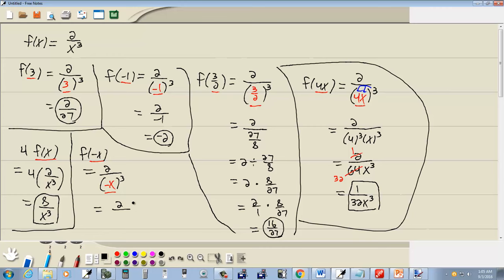Now -x to the third power. -x times -x is a positive x squared, times another negative x gives us a negative x to the third. So that'd be your answer.